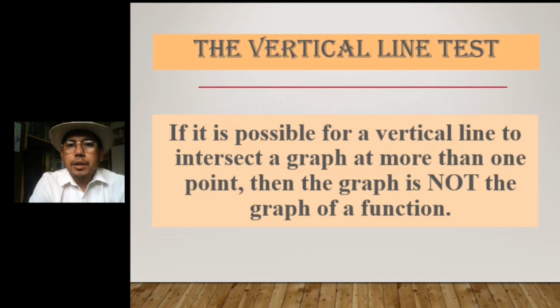Another thing is the vertical line test. Now, what is meant by vertical line test, or what is the purpose of the vertical line test? Now in here, this is the visual tool to identify whether the graph is considered to be a graph of a function or not. So it says in here, if it is possible for a vertical line to intersect a graph at more than one point, then the graph is not a graph of a function.